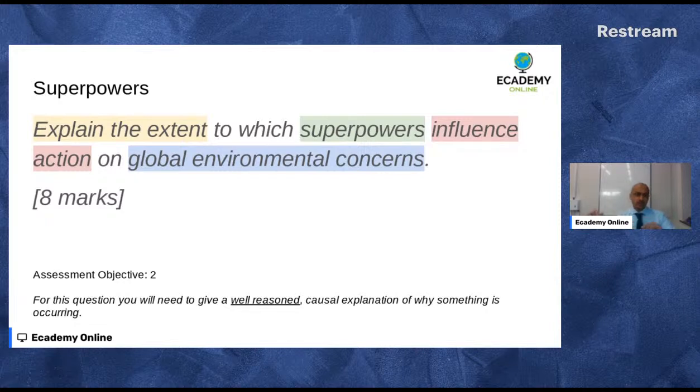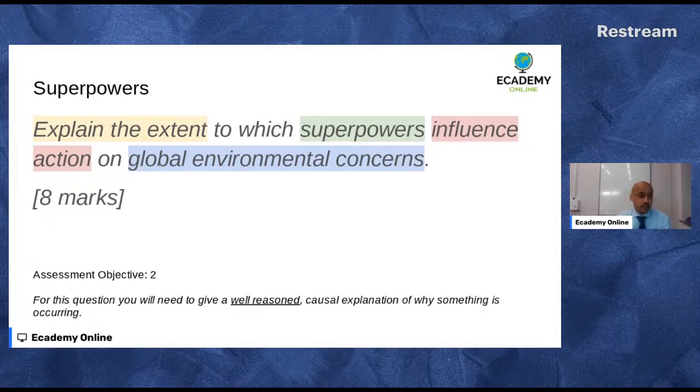So I just write down a few things to get them off my head before I start answering the question, because immediately I'm thinking 8 marks, I need to write something very detailed that demonstrates my understanding. The critical element of this question is influence action. So how is it that, say, the United States influences action on, and then I would write down or annotate some examples of global environmental concerns.